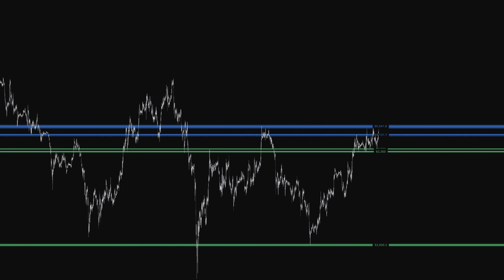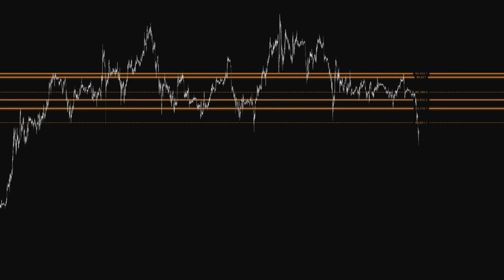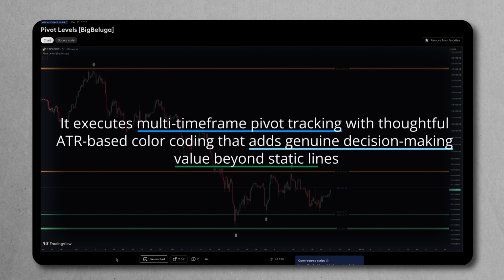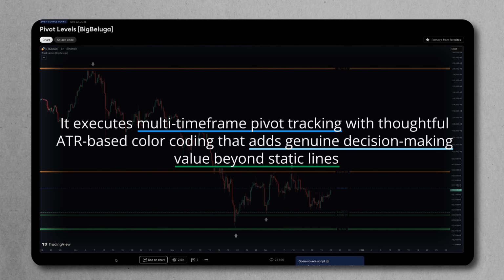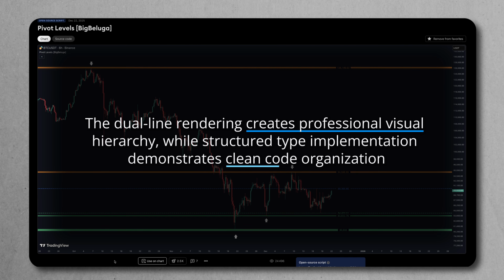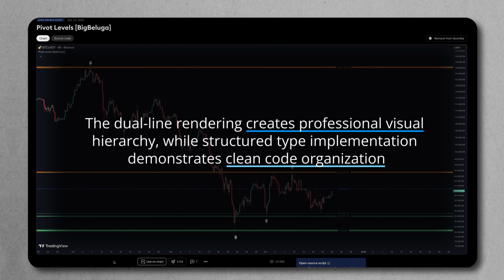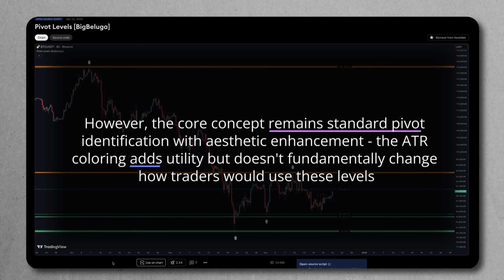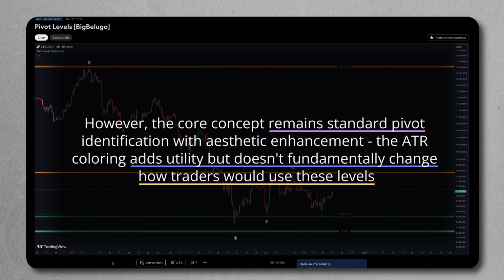The multi-time frame structure enables filtering, only taking long trades at 50 or 100 period pivots, rather than scalping every 5-period swing. It executes multi-time frame pivot tracking with thoughtful ATR-based color coding that adds genuine decision-making value beyond static lines. The dual-line rendering creates professional visual hierarchy, while structured-type implementation demonstrates clean code organization. However, the core concept remains standard pivot identification with aesthetic enhancement. The ATR coloring adds utility, but doesn't fundamentally change how traders would use these levels.